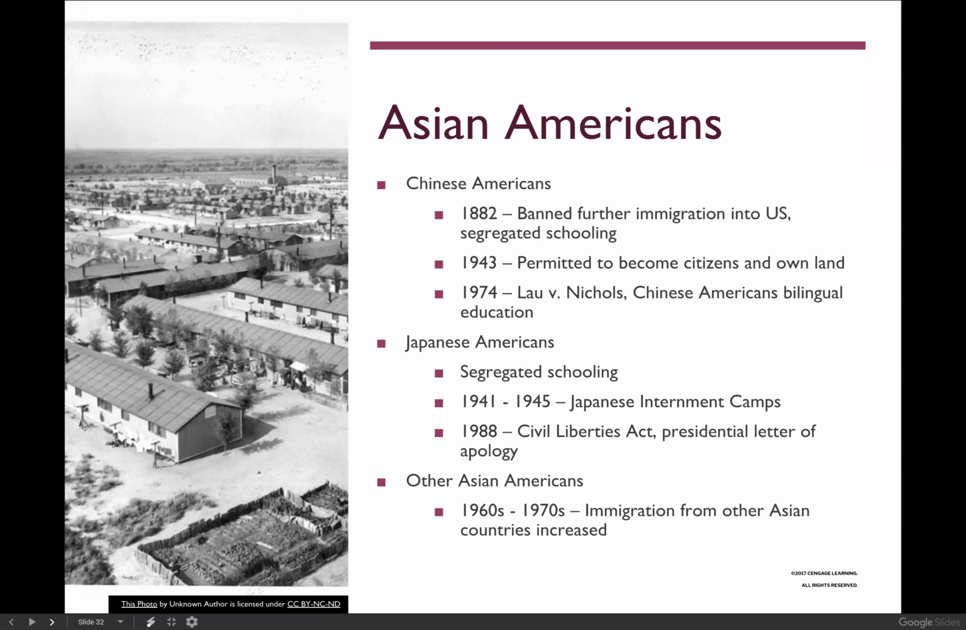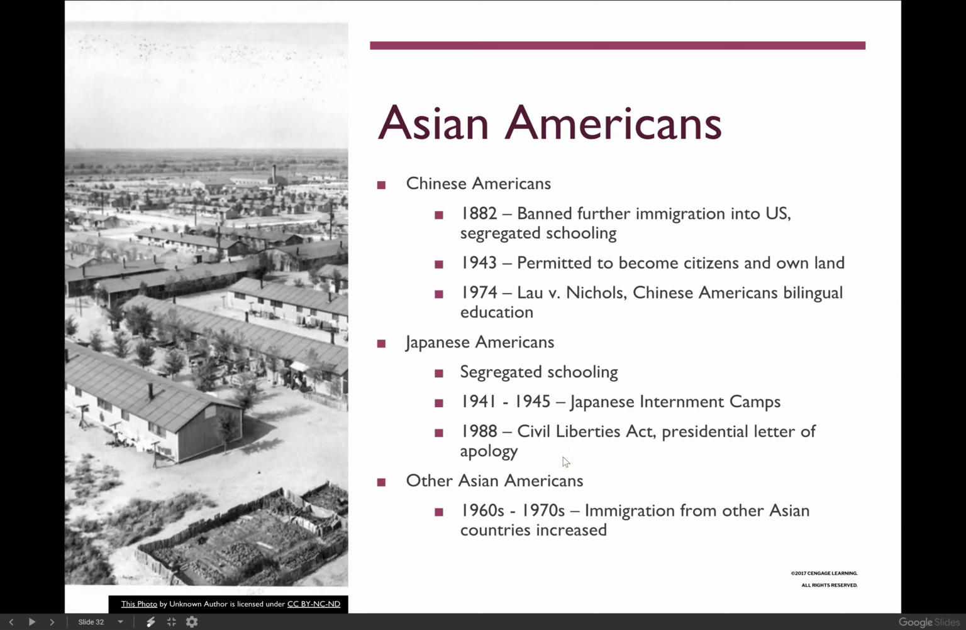Japanese Americans, they were also segregated. In 1941 through 1945, after the bombing of Pearl Harbor, people became very suspicious of the Japanese Americans. They were forced into Japanese internment camps. So the image is of Japanese internment camps. There were some in many states. There were some in California. And so they were taught in these internment camps. And so education, they basically were not provided formal education during that time. And it was whatever they could find.